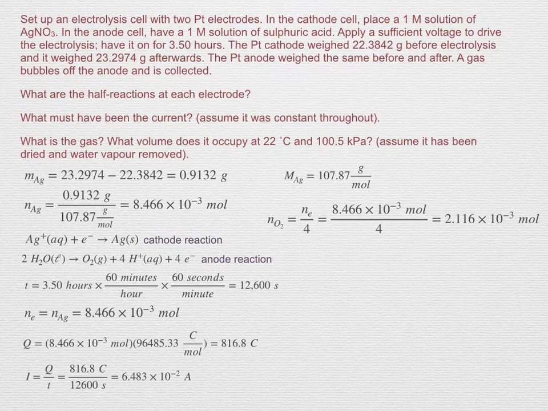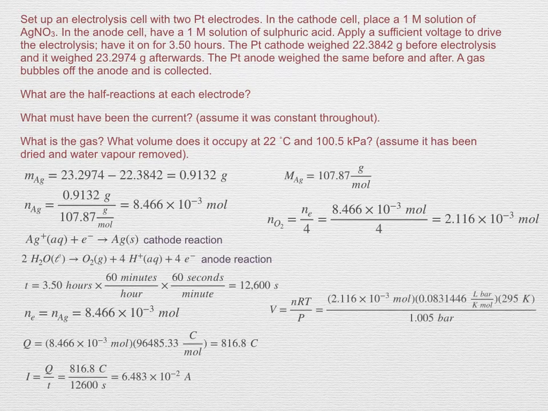Use the ideal gas law. Be sure to convert temperature to Kelvin. 22 degrees Celsius equals 295 Kelvin. And get R and P into the appropriate units. Recall that 100 kilopascals is equal to 1 bar, so the pressure here is 1.005 bar. Then we can use R in units of liter bars per Kelvin mole. Substitute in to get 51.6 milliliters of oxygen gas is collected.